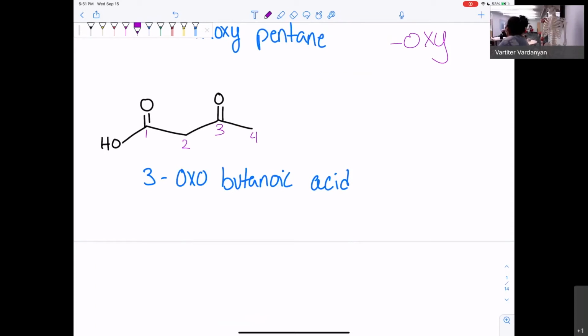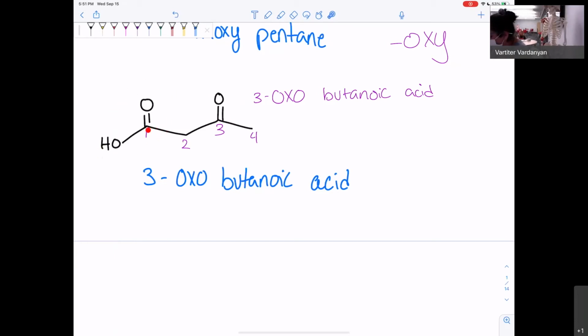So how do we name that ketone? Well, we're just going to call it 3-oxo. And then just name the carboxylic acid. Since it has 4 carbons, it would be butanoic acid. Why isn't it one oxygen? Because the ketone is on carbon 3. But the alcohol is the priority, right? Well, this isn't an alcohol, it's a carboxylic acid. So this whole thing is one functional group, and that gets priority.